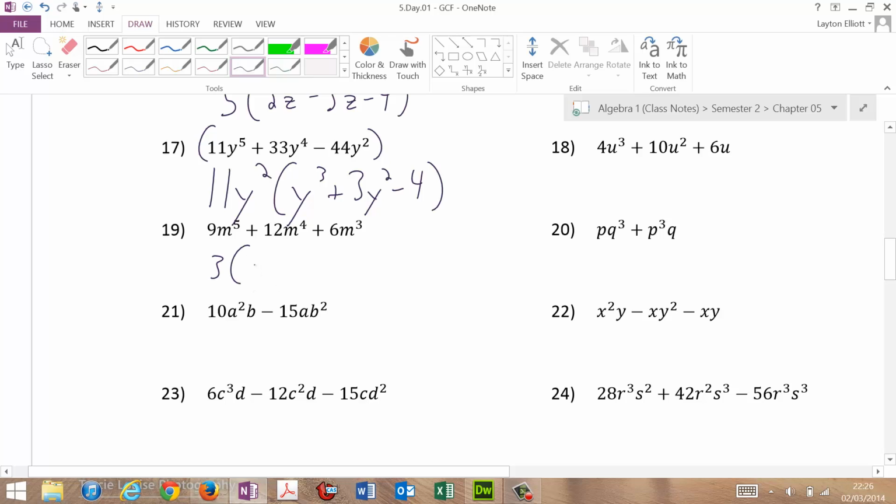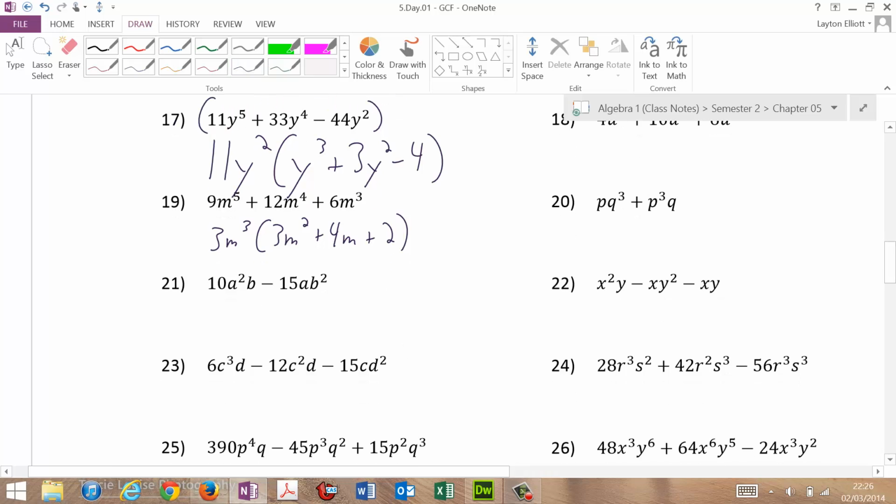Number 19, if I look at the m cubed, the constants, 9, 12, and 6, 3 comes out. If I pull a 3 out, I'm going to end up with, just kidding, got to look at the m's. M to the third is my largest power. So I'm going to end up with 3m to the second plus 4m, then plus 2. That's what I get when I divide 3m cubed into each of those. Subtracting my powers to get to the m powers.